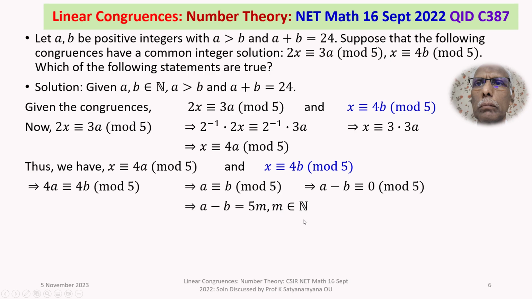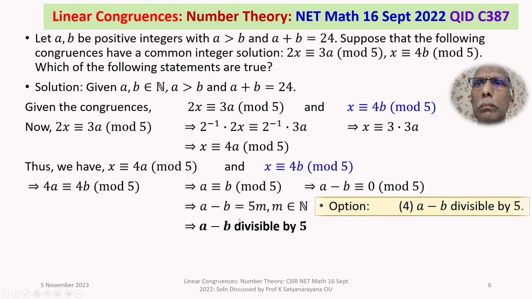So a minus b is 5m, where m is a natural number, because a greater than b, so a minus b is positive. This implies a minus b is divisible by 5. Now let's recall one of the options. The option is option 4: a minus b is divisible by 5. We got it. Therefore, option 4 is true. We continue the discussion in the next slide.